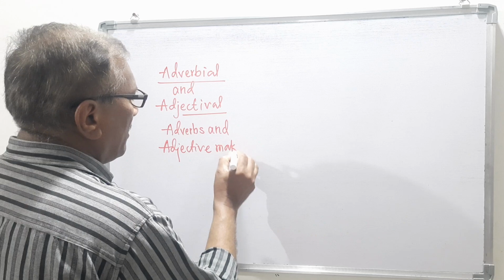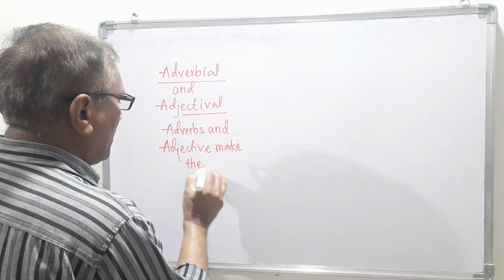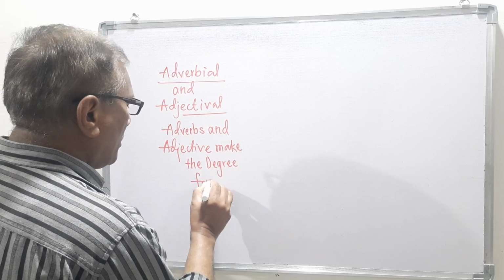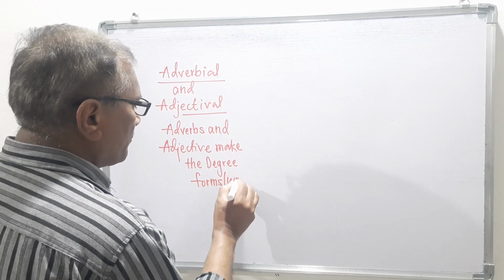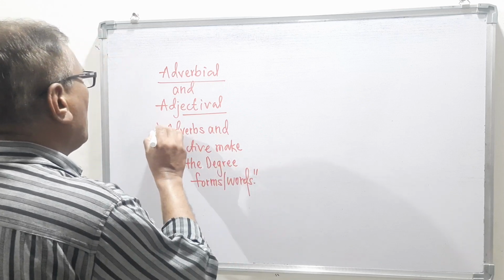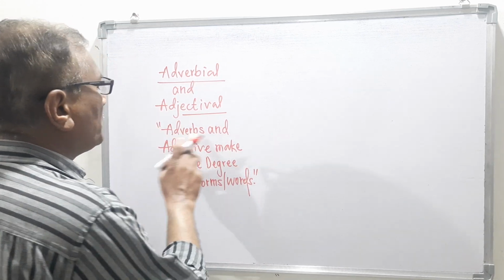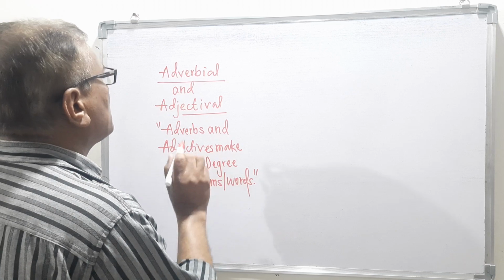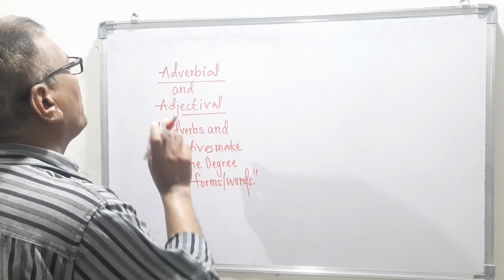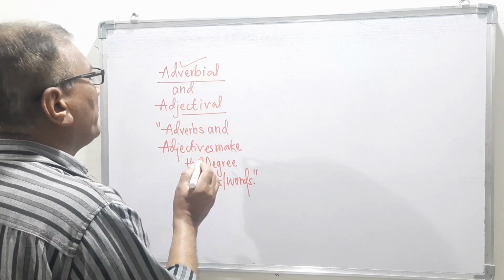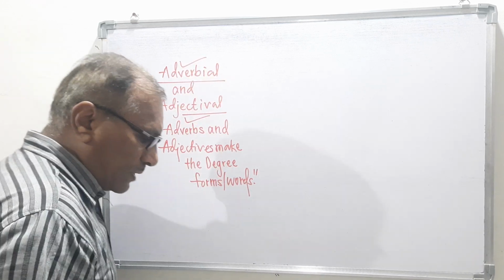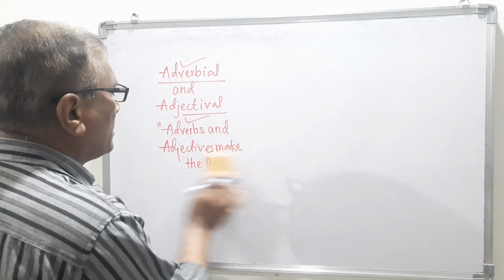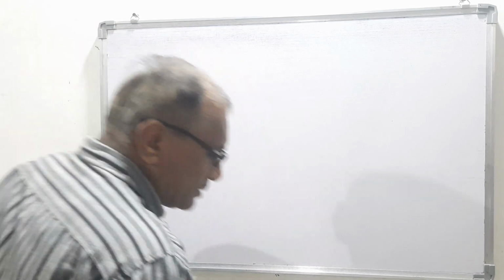make the degree forms, or degree words. Remember, what is the point? The point is that adverbs and adjectives make the degree forms or words. It means that today we are discussing the adverbial and adjectival words which make the degree words or degree forms. So we will see them in detail.